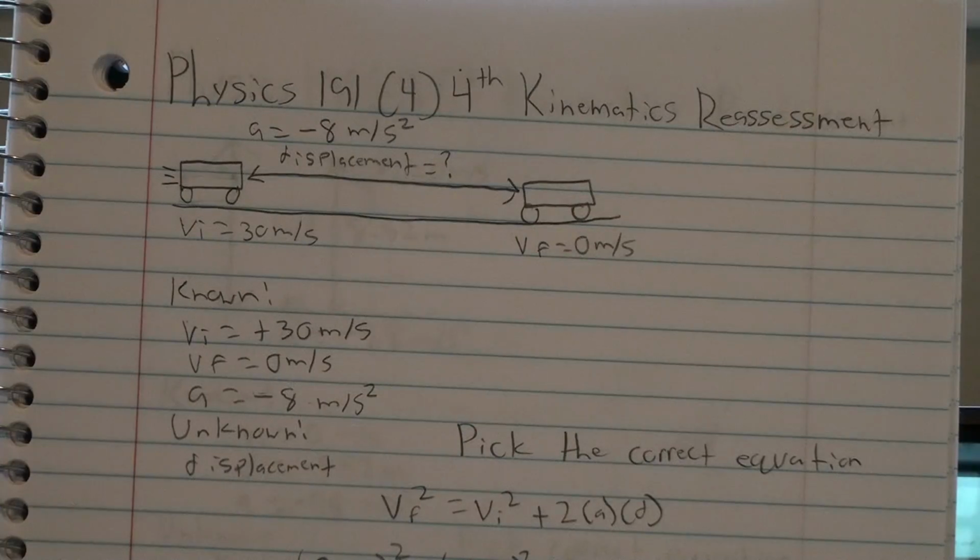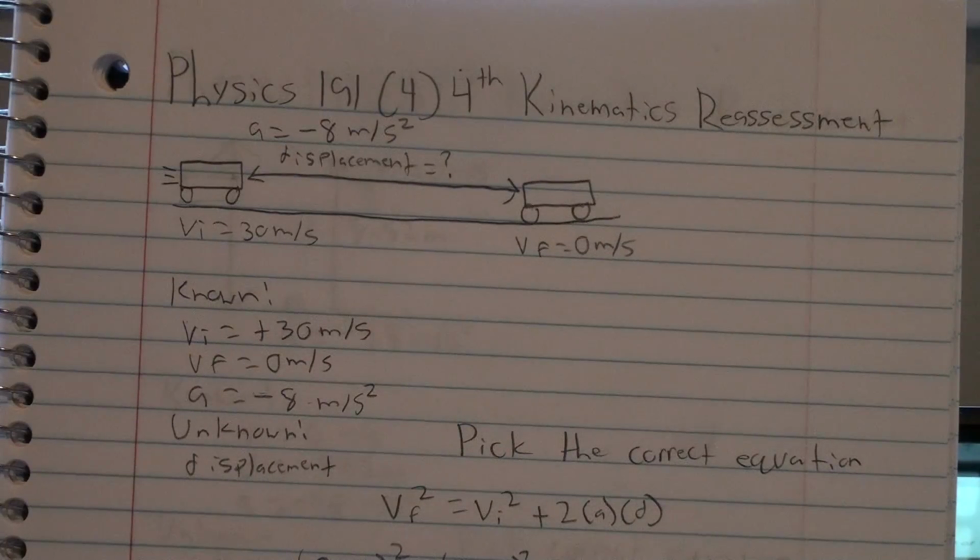So from here, we have to figure out which kinematic equation would allow us to determine the unknown quantity. And as it's well known, there are 4 kinematic equations to choose from. But I found the one that's going to work best for this problem is going to be v final squared is equal to v initial squared plus 2 times the acceleration times the displacement.